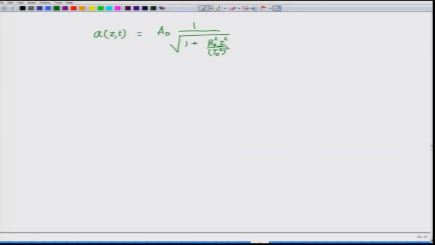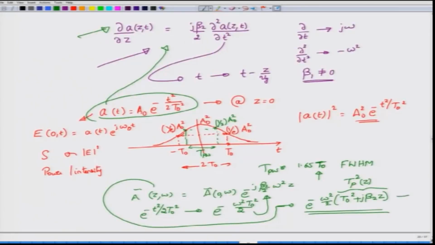Okay. So, you might be confused as to why I am not writing t0 to the power 4, but there is a reason, and I will come to that reason very shortly. So, this is what you actually have: 1 plus beta 2 square z square by t0 square, the whole thing squared. This is the amplitude of the pulse, of course, because there is a term sitting here, and this has to be inverted out there.